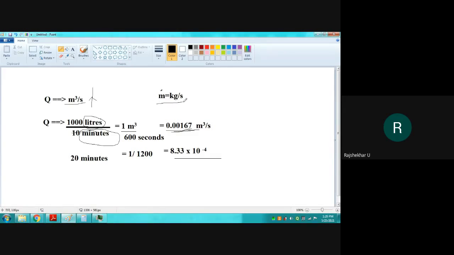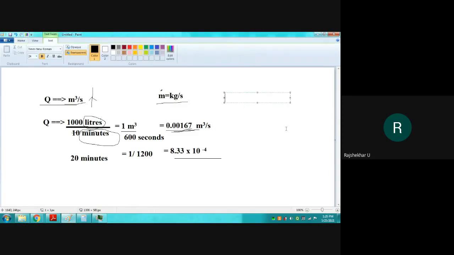But what is discharge? Discharge is how much volume of water is flowing per second. What is the relation between the two? So that is very important.